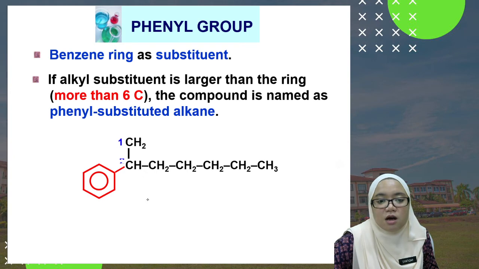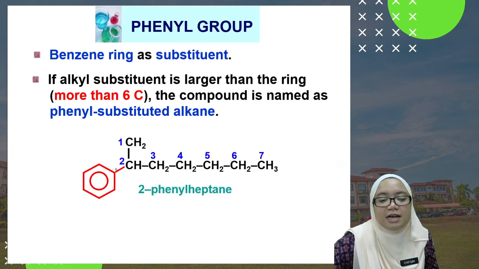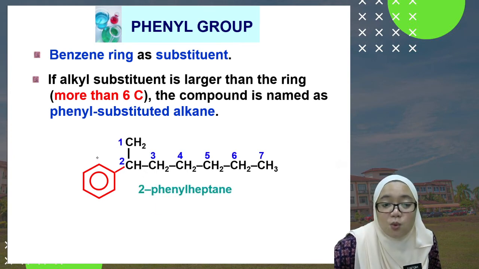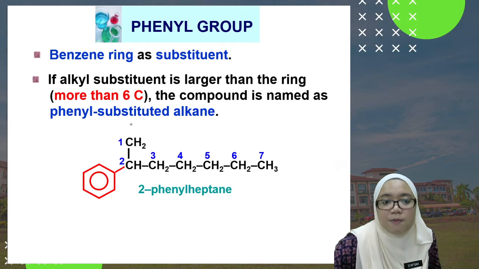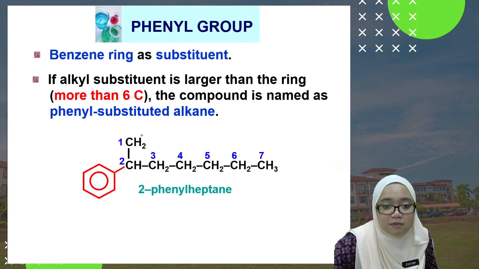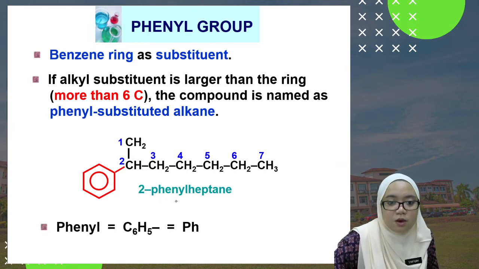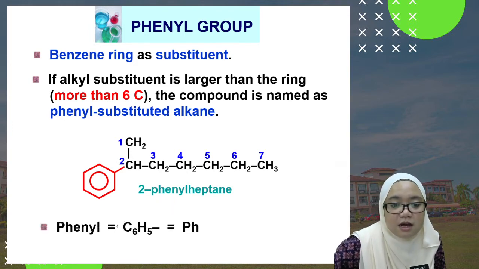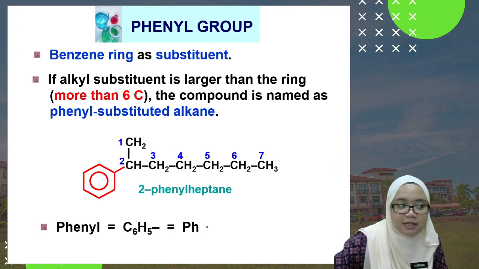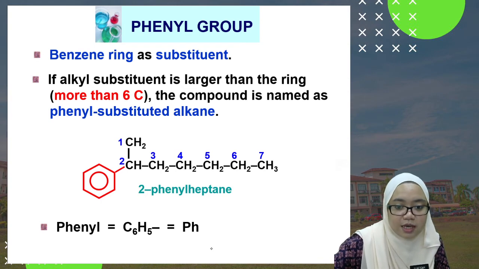Okay, so now when this phenyl group acts as substituent, kita akan numberkan dia untuk namekan dia. So our parent name is heptane because this is alkane, and then the phenyl group is bonded at carbon number 2, so this is 2-phenylheptane. Okay, and phenyl has molecular formula of C6H5 ataupun kita boleh gunakan singkatan Ph.